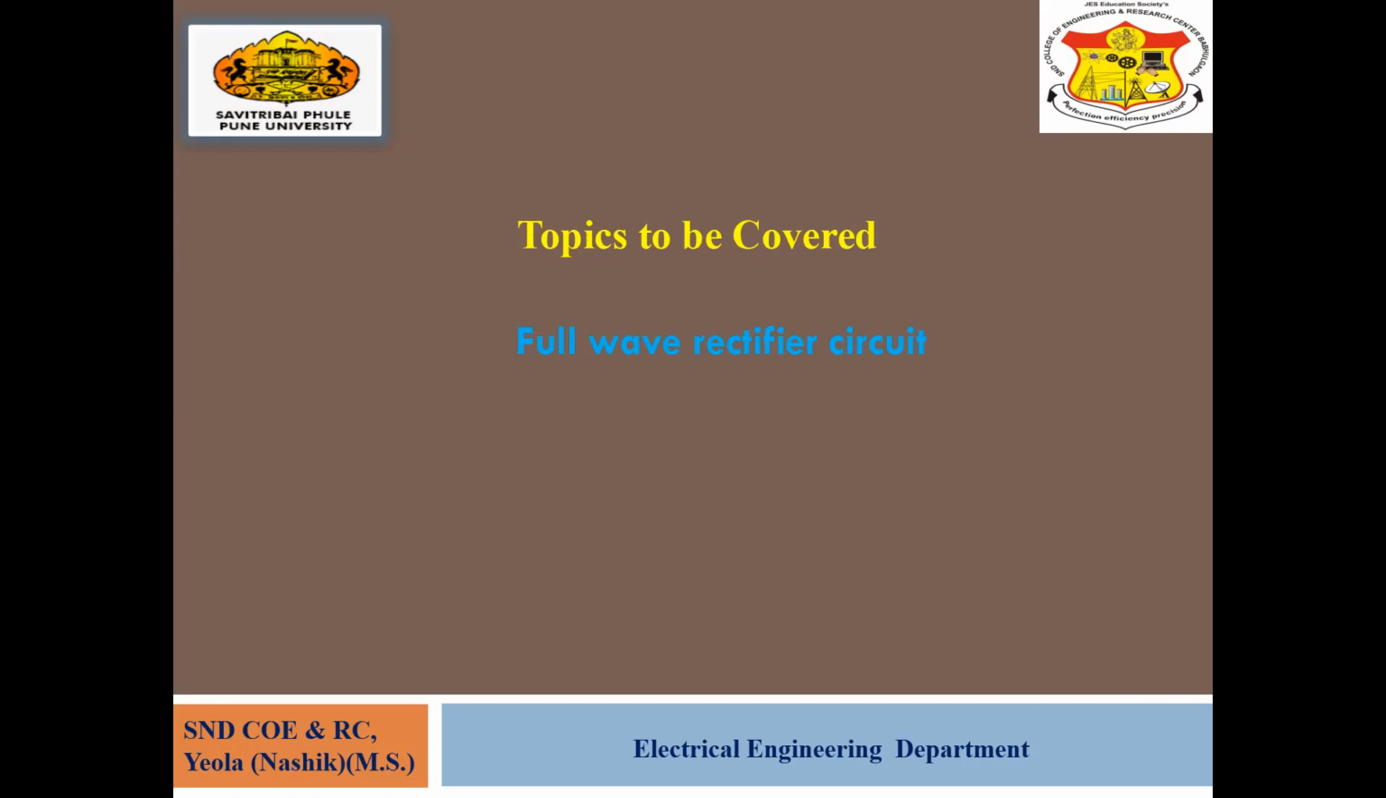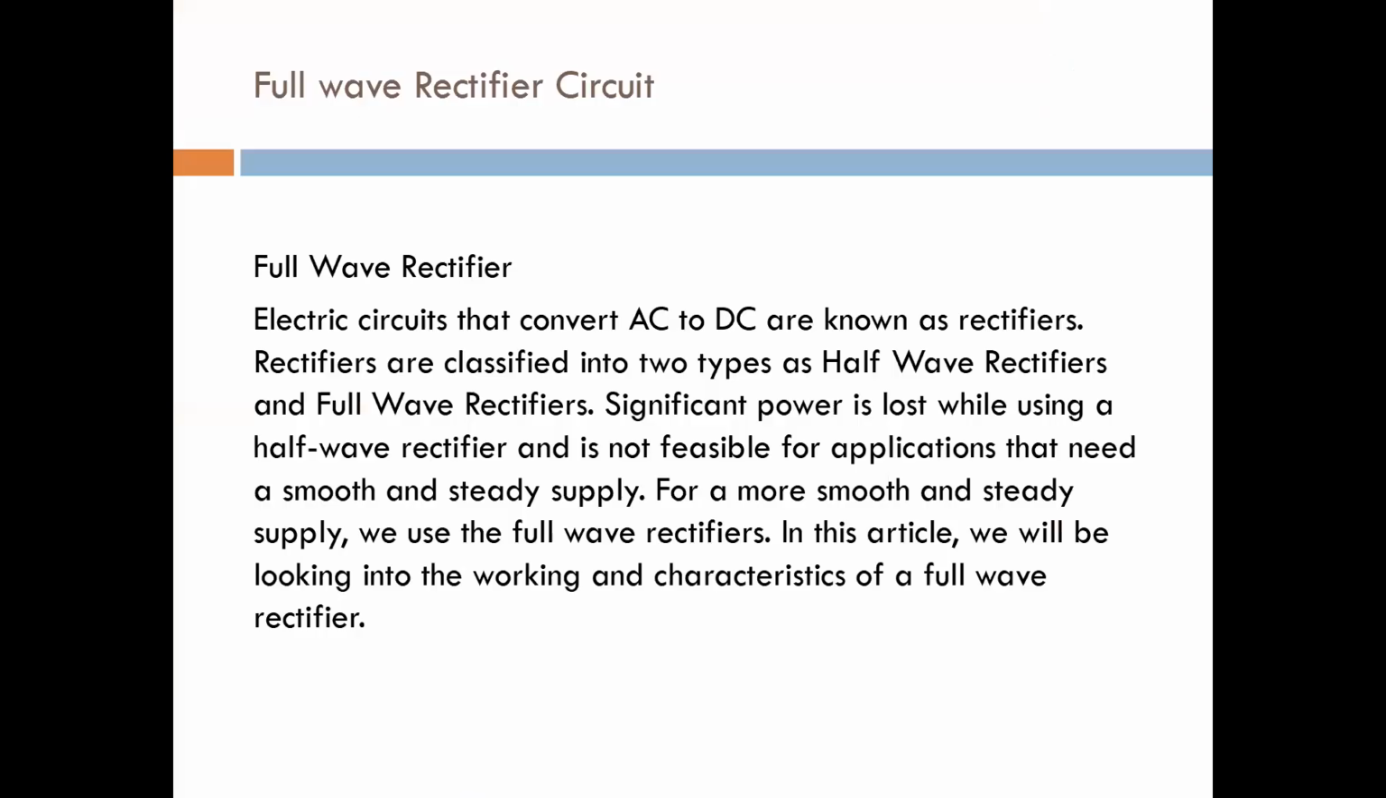Because the reason is that in the half wave circuit, the efficiency is very low, only 40.82%, while in the case of the full wave rectifier circuit, it is near about 80%. And also the ripple factor in the full wave rectifier circuit is lower as compared to the half wave circuit. So what is the difference between the half wave rectifier circuit and the full wave rectifier circuit? See here.